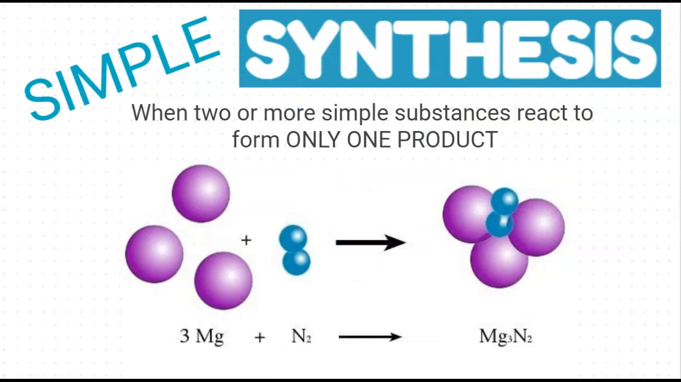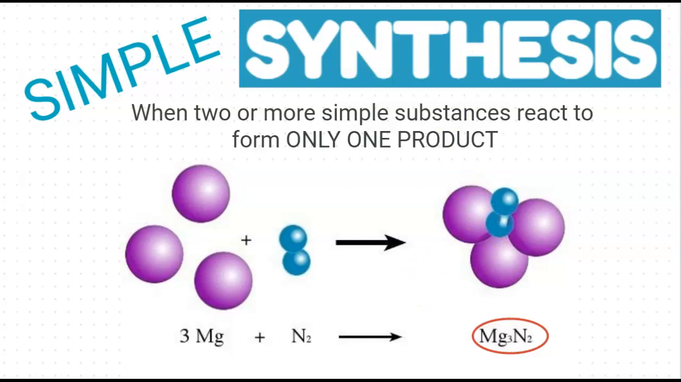Okay. The next to look at are the simple synthesis reactions. Simple synthesis is where we have two or more simple substances, like elements, coming together to make a single product. So in this example, I've got the element magnesium and the element nitrogen coming together, and you can see that I have only one product. Simple synthesis is when we have elements coming together to form what's called a binary compound. So two elements in the compound. Binary, prefix bi means two, bicycle has two wheels.